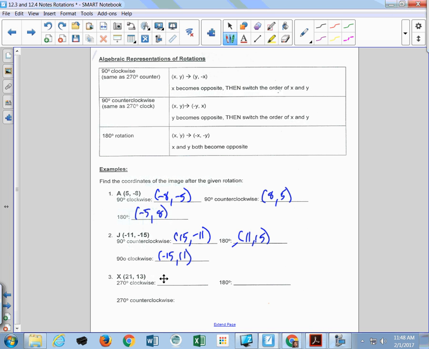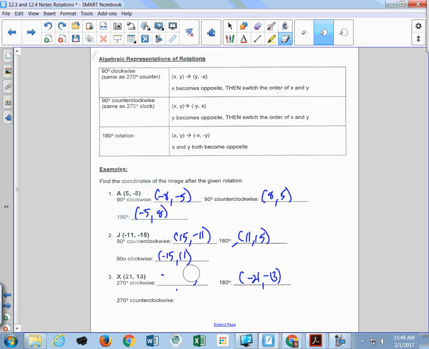So 13 and -21. 180, that just makes them both change to their opposite. So that'd be -21, -13. 270 counterclockwise. Oh, I'm sorry, this was 270 clockwise.